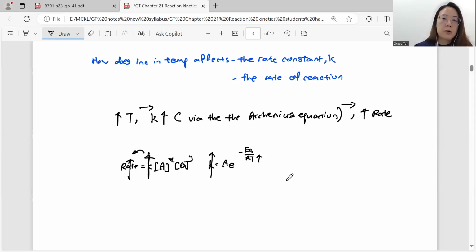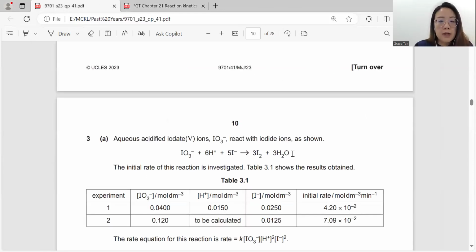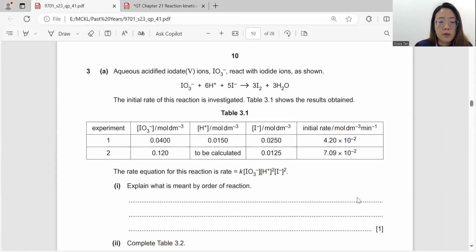All right. Now, I want to take you through one exam question, a very simple exercise here. Let's look at a very recent one, the summer 2341 question 3. Now, we just do some questions which are quite basic. They gave us this equation over here. The first question asks, what is meant by order of reaction?